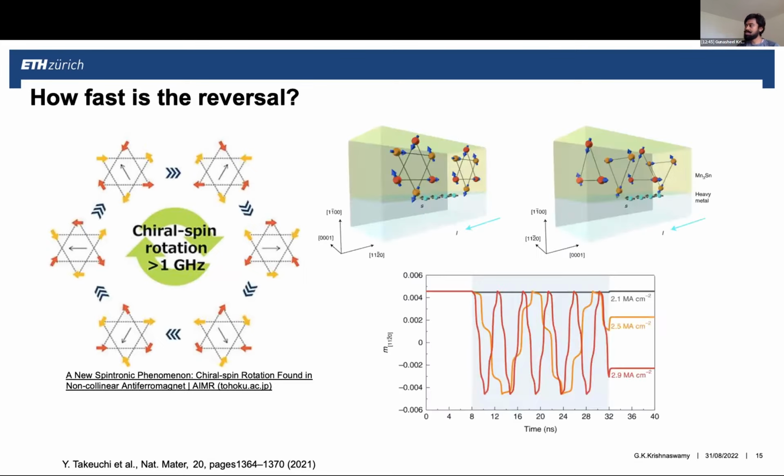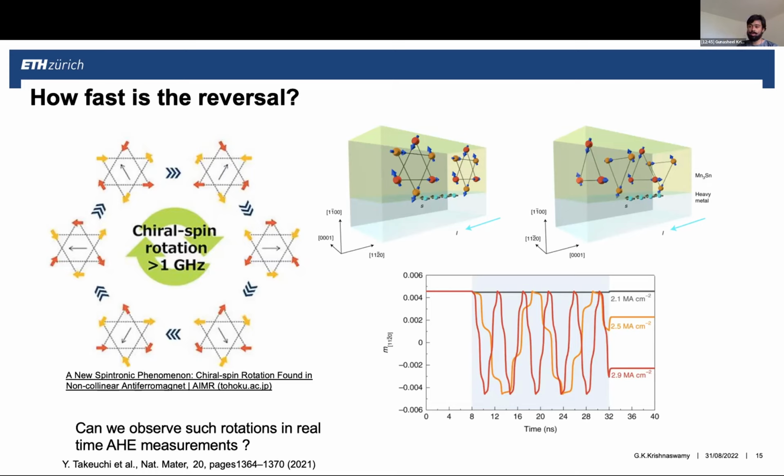And they demonstrate this also by simulations where they see that if you look at the magnetization of one of these spins, it goes through all these little oscillations during the pulse, which means that it really goes from up to down to an intermediate state during the pulse. So we wanted to see if we can really observe this in real time.